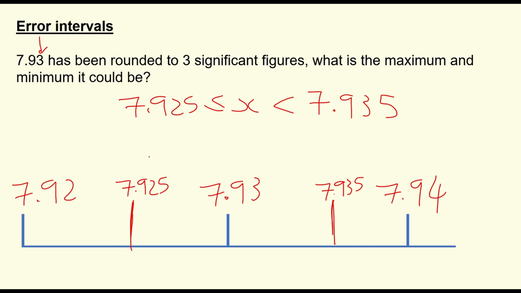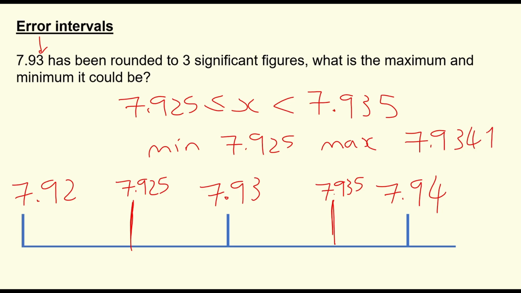Again, if you want to write that as min, you can say the minimum it could be is 7.925, but if you're going to write just the max, remember we can't actually go up to 7.935, so we've got to go 7.934 recurring. Yeah, that's that.